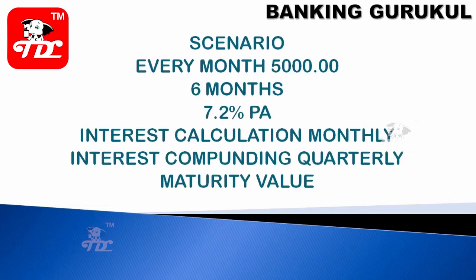Today's scenario is that every month the customer is paying 5000 rupees for 6 months. The interest rate per annum is 7.2%. Interest calculation is monthly, interest compounding is quarterly, and we will see what the maturity value is today.